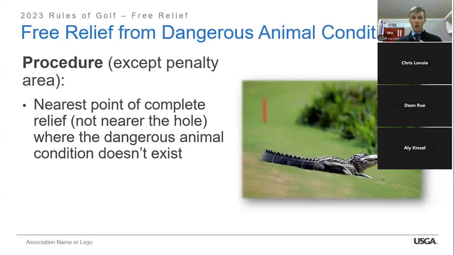Okay, so how do we take relief? It's going to be our nearest point, no closer to the hole, simply where that dangerous animal condition doesn't exist. If we have a bear on the course or a snake, and it may be a bear, I'd say probably at least 50 yards away. No closer to the hole.